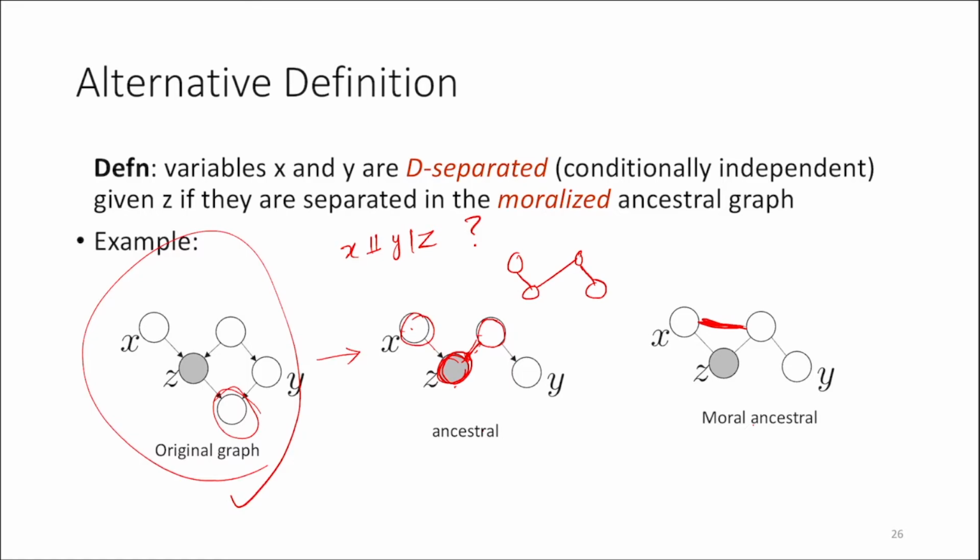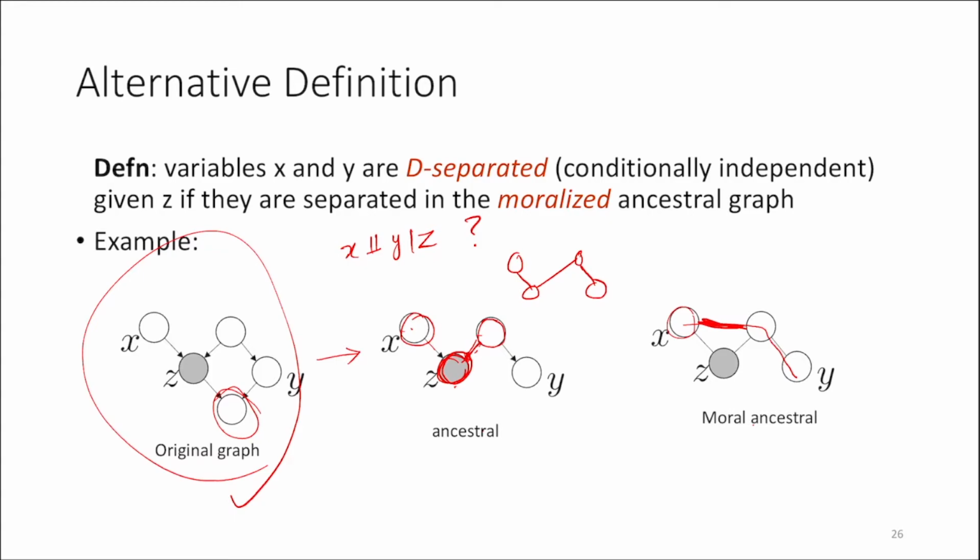It's undirected. And if you can find a path between x and y, it means that they are not independent from each other. They're dependent on each other. So in here, because of the moralization, I can find a connection that goes directly from x to y.